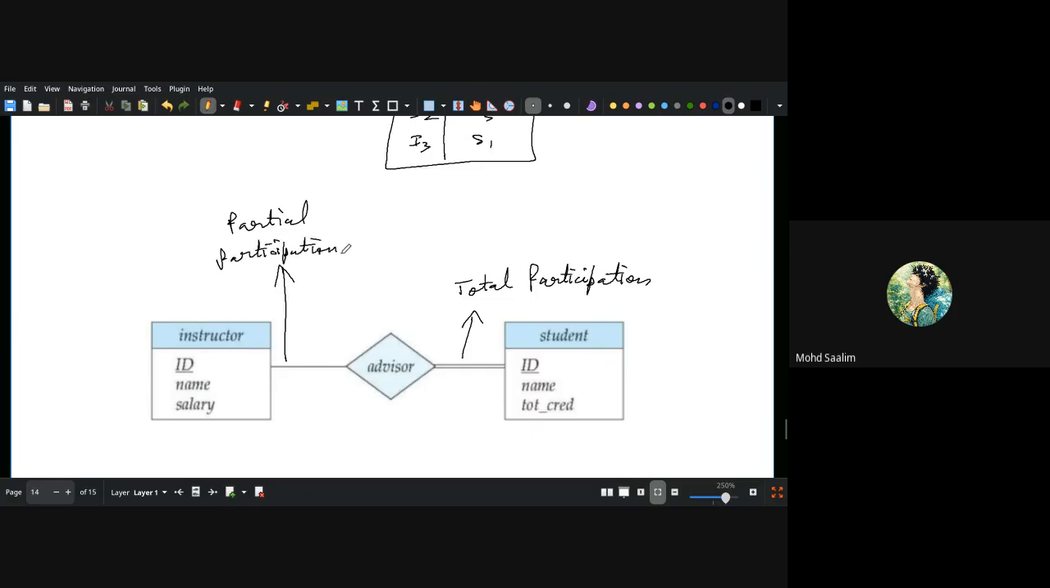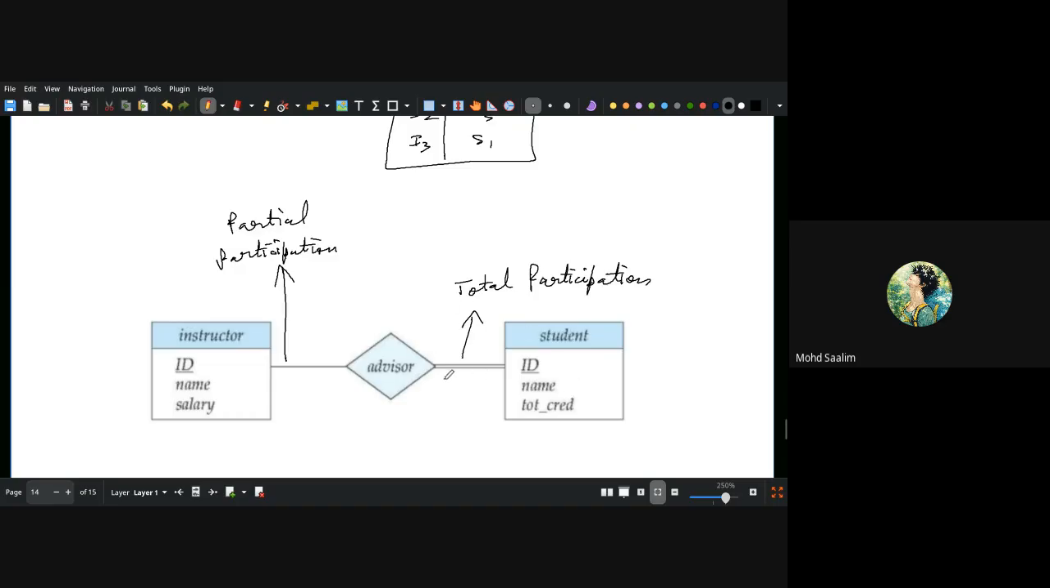So what am I saying with this diagram? I am saying instructor and student are associated with a many to many relationship, and all the students are guaranteed to be present in this advisor relationship. But all instructors are not guaranteed to be present in this advisor relationship. Only some of them, maybe all of them, but there is a maybe here. There is no guarantee here.